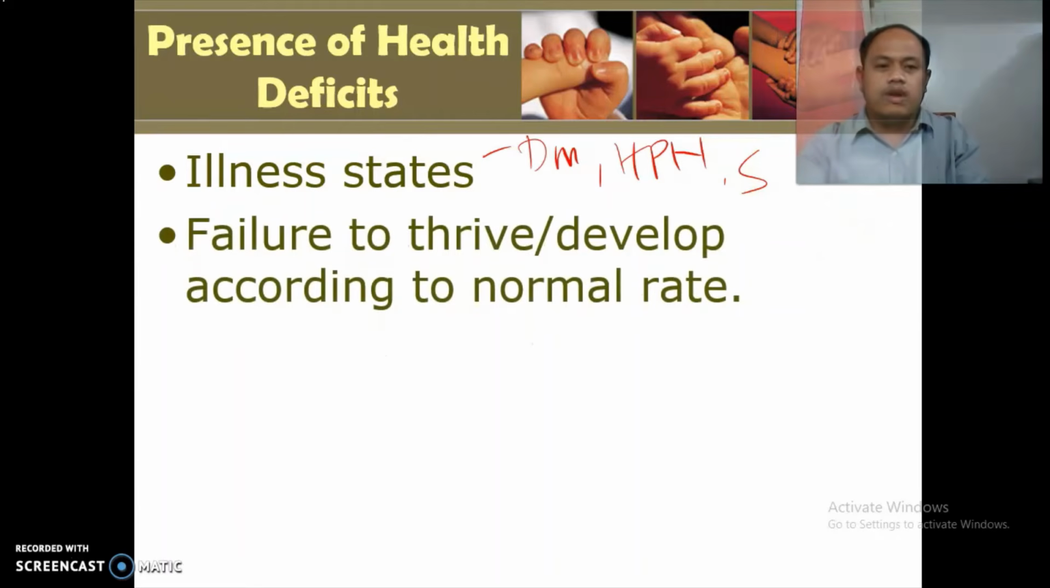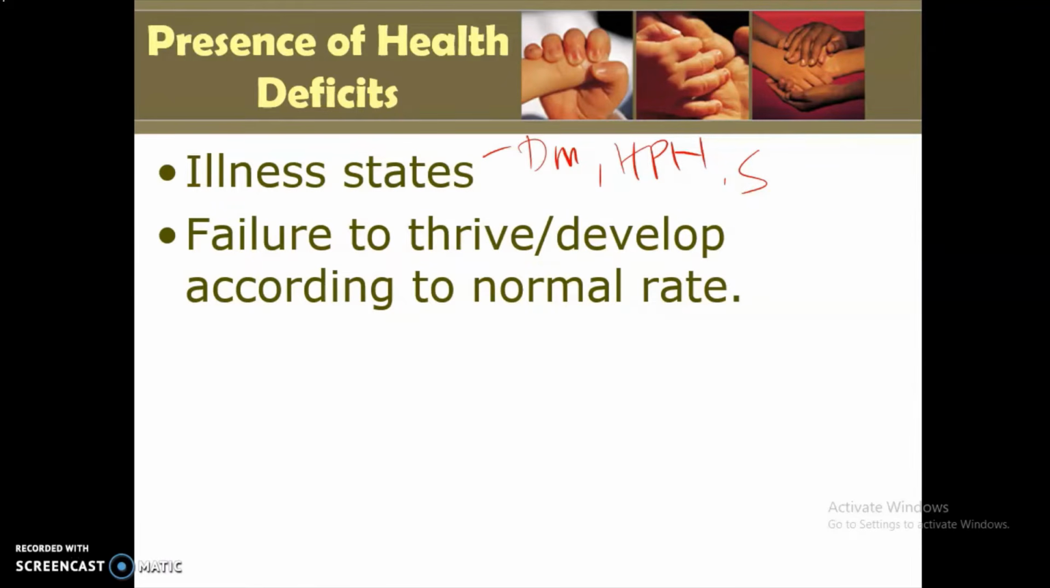So let me just remove my pictures here. Ayan. So, scabies. Okay, so meron siyang scabies. So, yung scabies is basically a skin condition. So, those are examples of illness state. So, anything na yung isang miyembro ng pamilya ay nagkasakit or may sakit, the condition of that person is an example of an illness state, which is a health deficit.